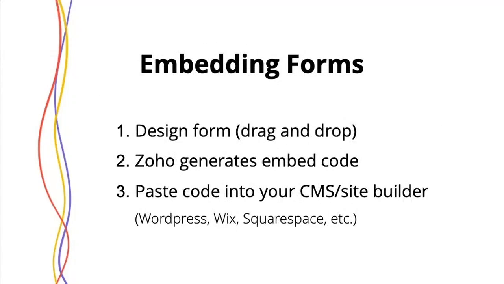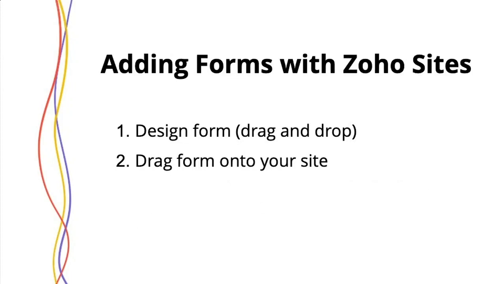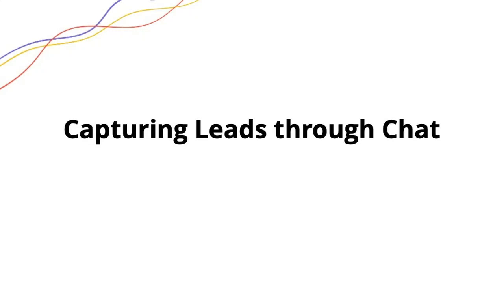Okay, so the way that you embed forms, you design it, and then at the end, Zoho generates an embed code, which you just copy and paste into your website builder. There are a few exceptions to this rule. Like if you're using WordPress or things like that, sometimes we have a plugin which makes it a little easier so you don't have to go through that. If you built your site on Zoho Sites, we just already have our applications integrated. So you just build your form in whatever tool you're using, and then you drag it onto your site using the Zoho Sites interface. So next, let's talk about capturing leads through chat.